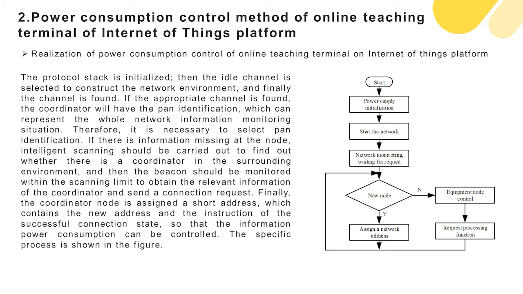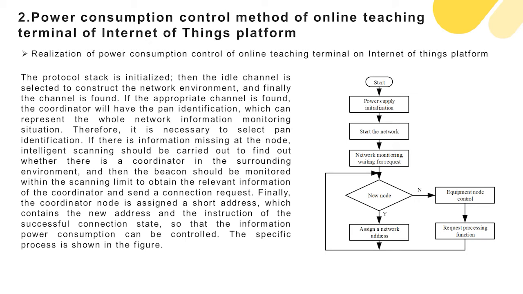The first step is initialization. Then the idle channel is selected to construct the network environment, and finally the channel is found. If the appropriate channel is found, the coordinator will have the PAN identification, which can represent the whole network information monitoring situation. And therefore, it's necessary to select the PAN identification.